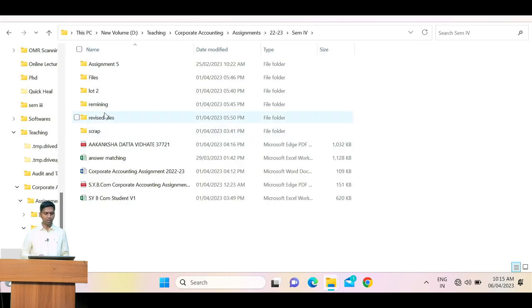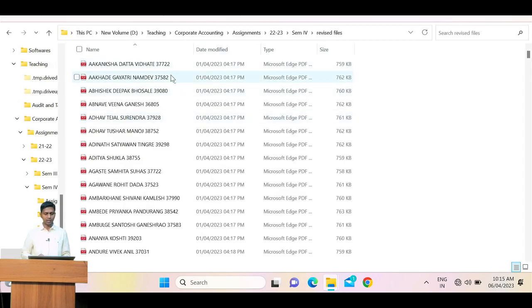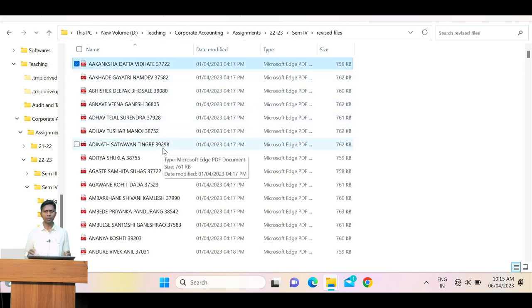Now semester 4, and here revised files. Let's see. In our class, we have more than 550. Here I have assignments of 586 students. Every student has their own customized file. That means you cannot solve your friend's assignment. You cannot copy the data of your friend. The conceptual clarity you can get from your friend or from your teacher as well. But remember that you only have to solve your own assignment. Understood? Yes. Then moving ahead, we'll take only this first student.